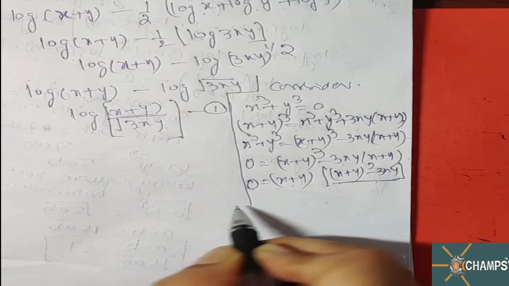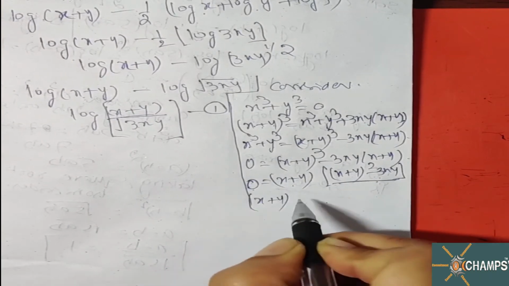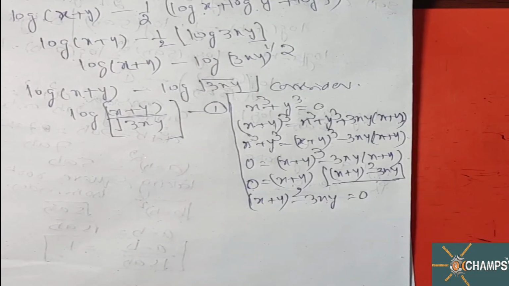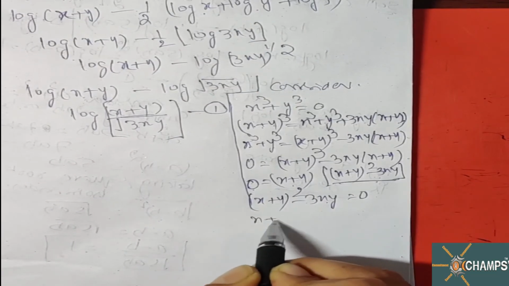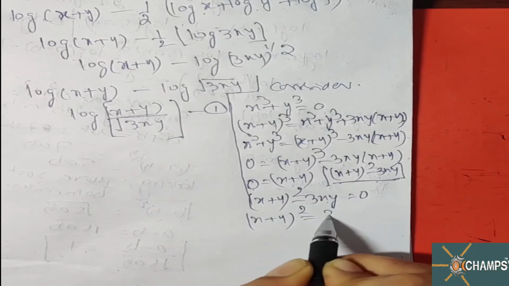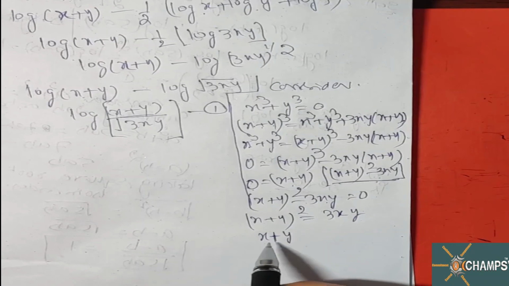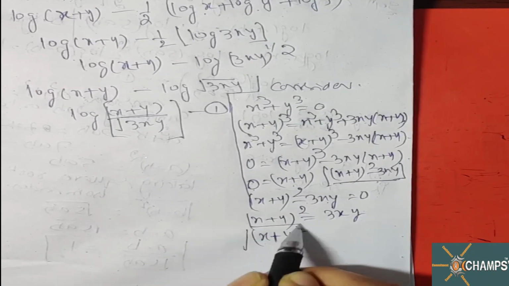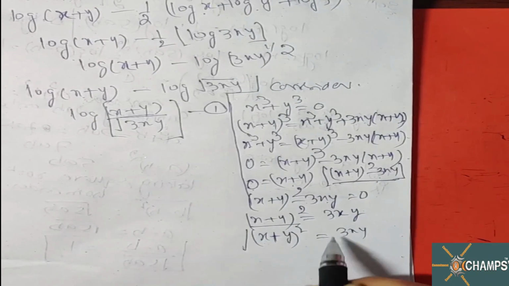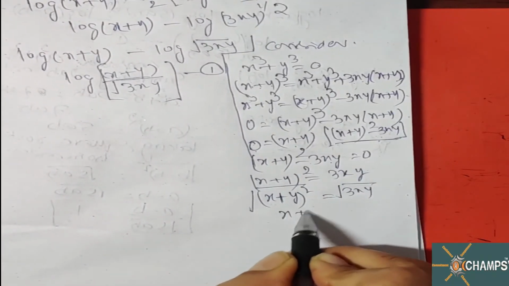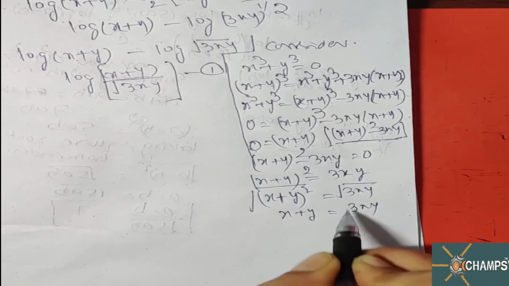So equating the second part to 0: x plus y whole square minus 3xy equal to 0. This part is equated to 0. x plus y whole square is 3xy. Taking square root on both the sides, x plus y is equal to 3xy under root.